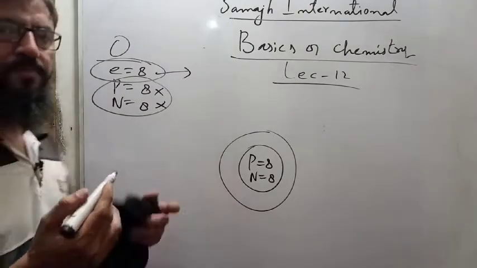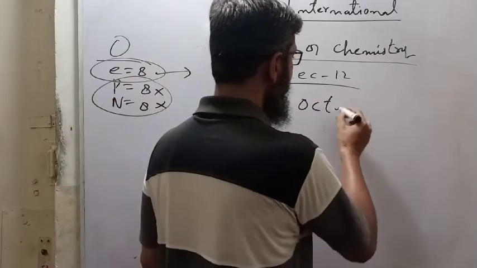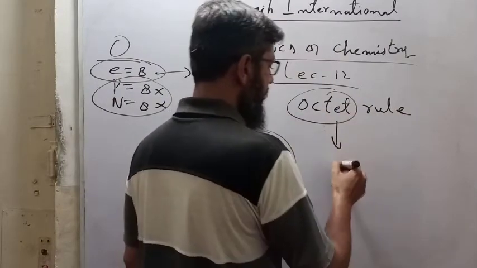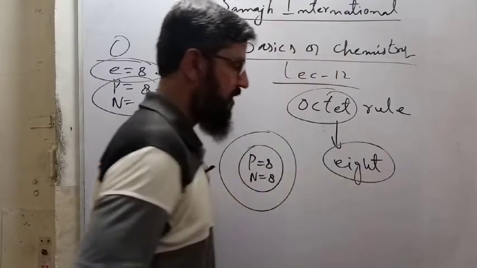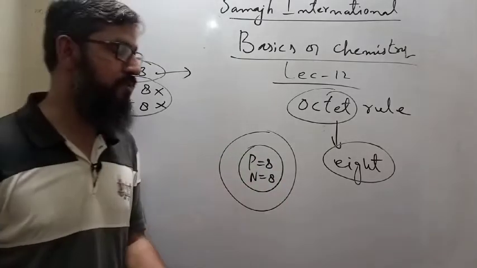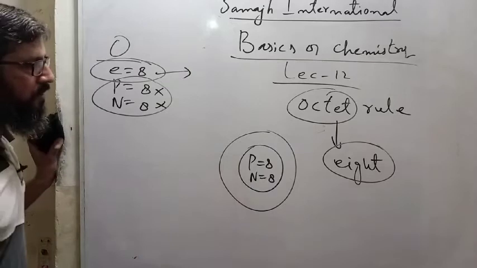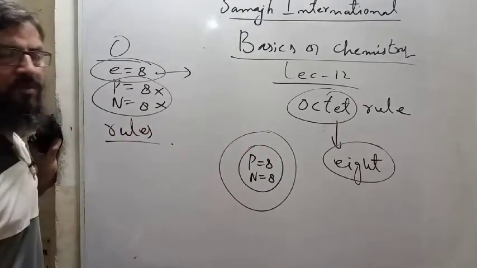There are some different methods. Classical method, there is a rule called the octet rule. What is the meaning of this word? Octet, 8. This is called the octet rule. Why is this rule called the octet rule, which we are using here? Just wait. Now, rules in the light of this octet rule.